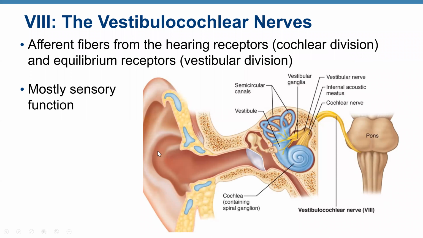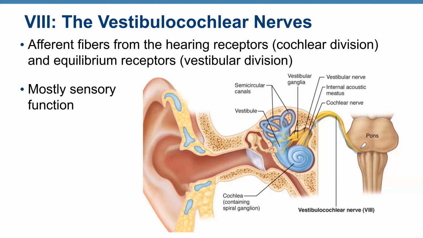Now, vestibulocochlear nerve, number 8: afferent fibers from the hearing receptors, cochlear division, and equilibrium receptors, vestibular division. Mostly sensory function. So the fibers bring information from your internal ear. This part of the internal ear is called the cochlea, and it's involved in hearing. So that's your cochlear division for hearing. It carries information towards the brain stem.